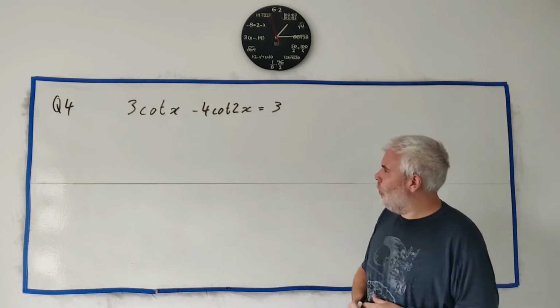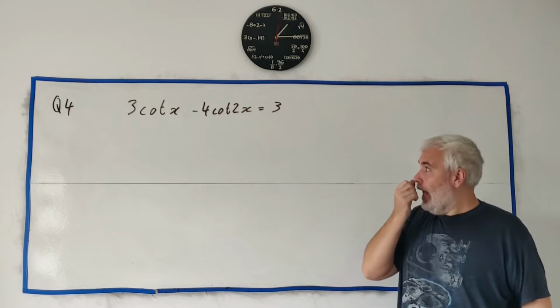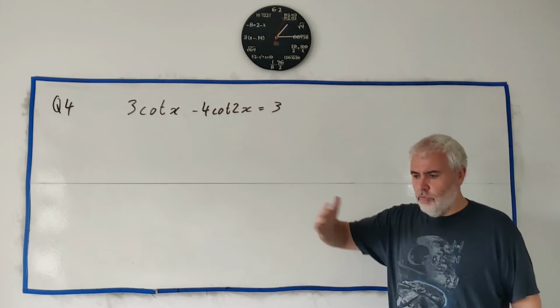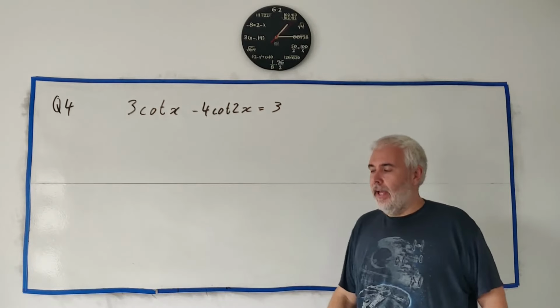In question 4, we're given this trigonometric equation and asked to solve it. First thing, I do not like cotan. This is a COT here, cotan.